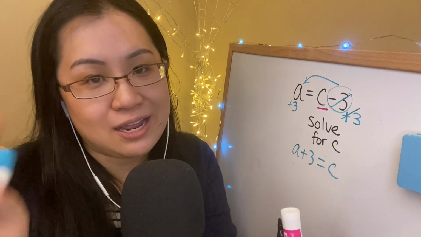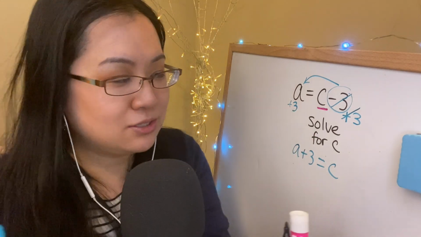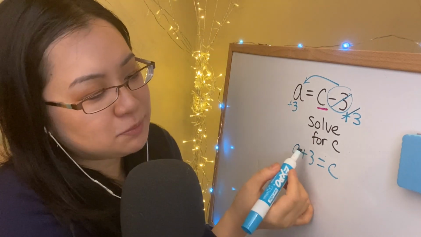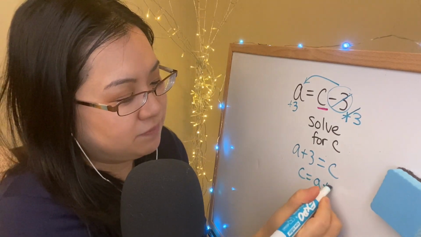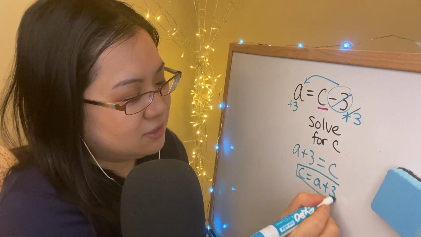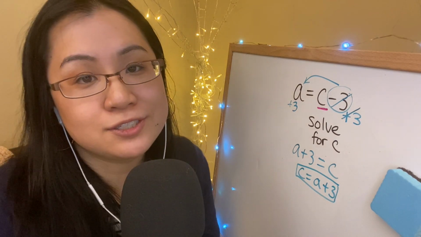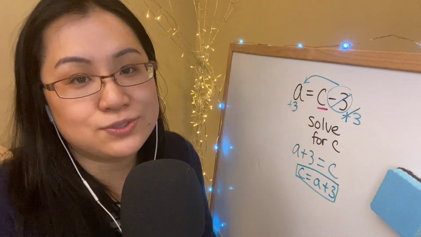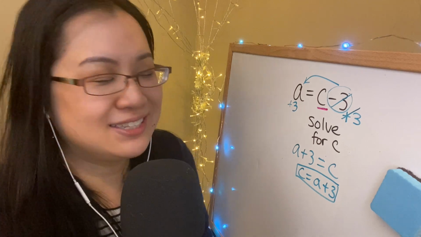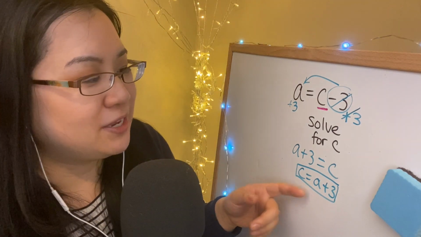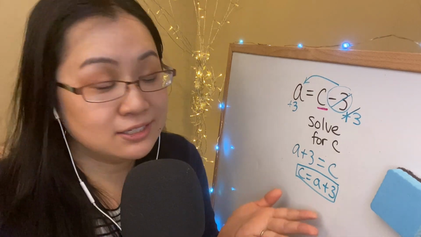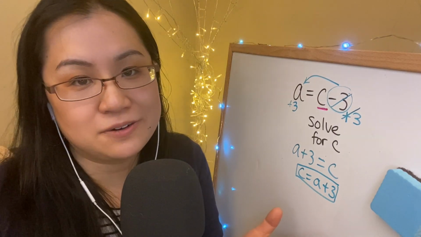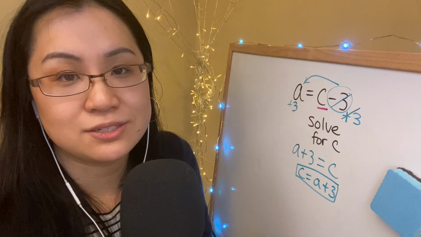So if I add 3, then I must add 3 on the other side. So I have A plus 3 is C, or in other words, we have C is A plus 3. And that's it. That is our first literal equation. I can't stop saying now, literal equation. So we have solved for C in terms of the other variables, which is A in this case, and constants are okay. So C equals A plus 3.